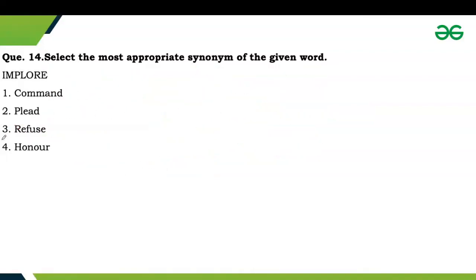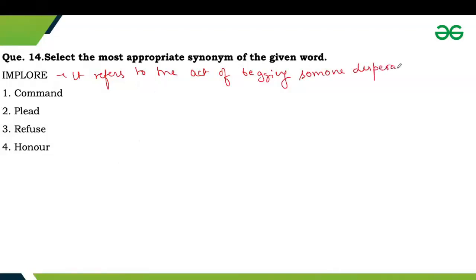Next one is implore. You have to find the synonym of the given word implore. Implore refers to the act of begging someone desperately to do something. Next one is plead. Plead refers to the act of making an emotional appeal.